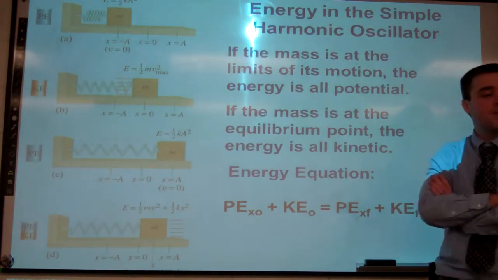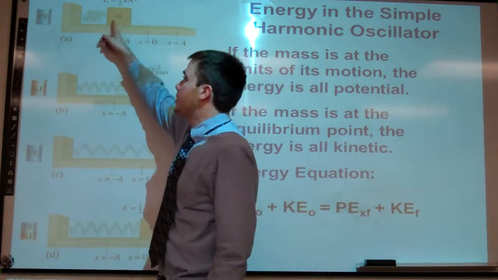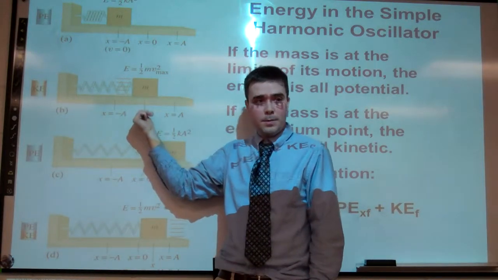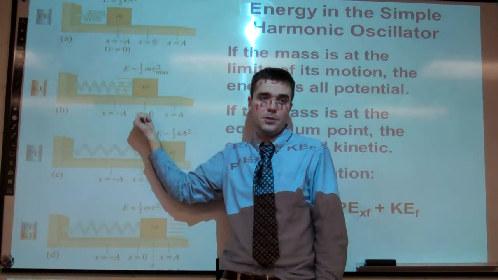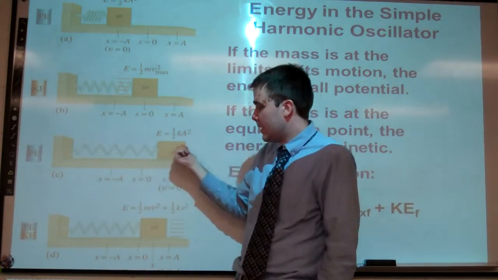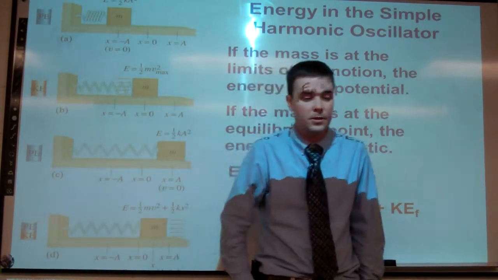Alright, and it works the same way with energy. When the spring is as far compressed or stretched out as it's going to be, you have all potential energy. When it is back to its equilibrium position, all that potential energy has been converted to kinetic. Does that make sense? Then it goes out again, potential. When it's halfway in between, it's going to be some potential and some kinetic energy.